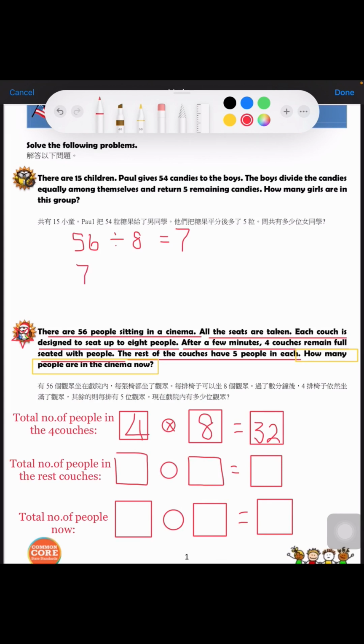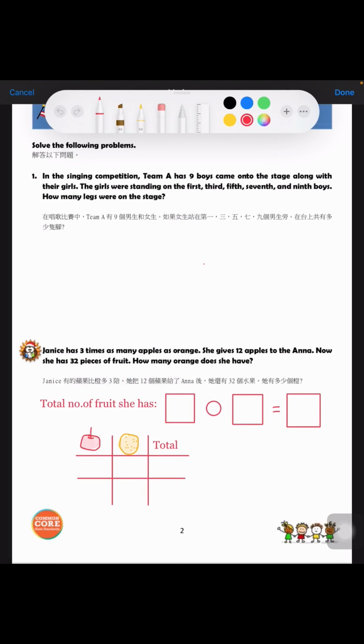Now we subtract 4, the number of couches that are fully seated, from 7, the total number of couches. Then we find that there are 3 remaining couches, and each remaining couch has 5 people. Therefore, 3 times 5 equals 15, which is the remaining people. So to find the total number of people in the cinema, we use 32 plus 15 equals 47. Let's move on to the next question on page 2.